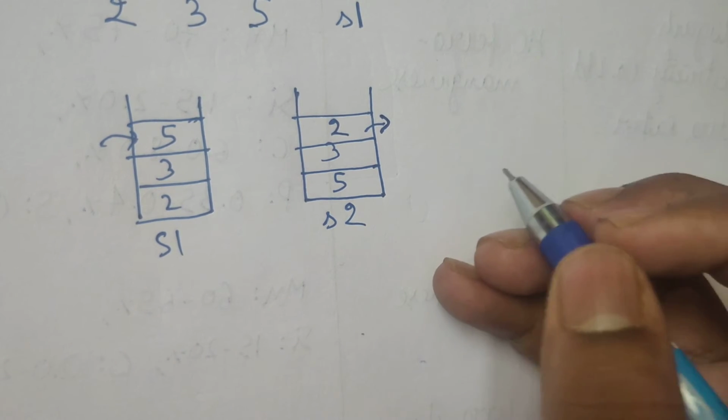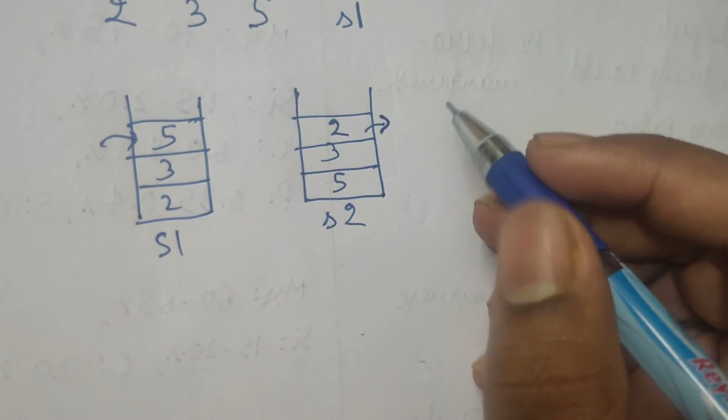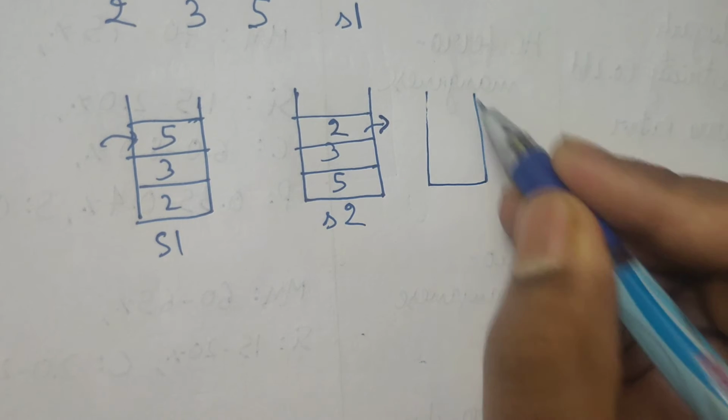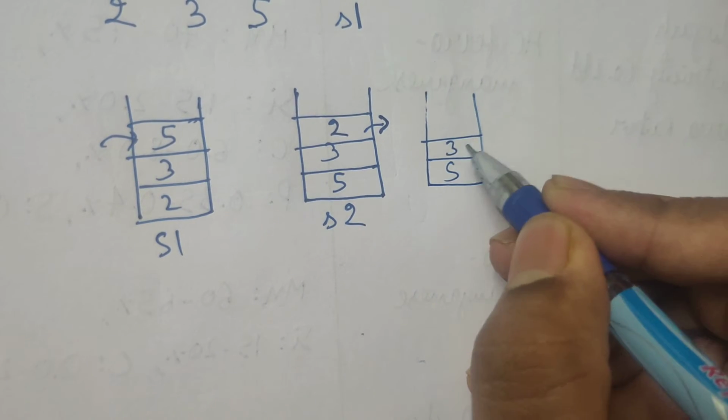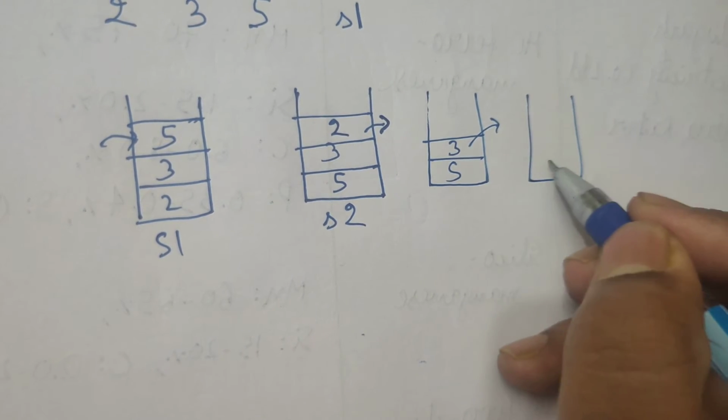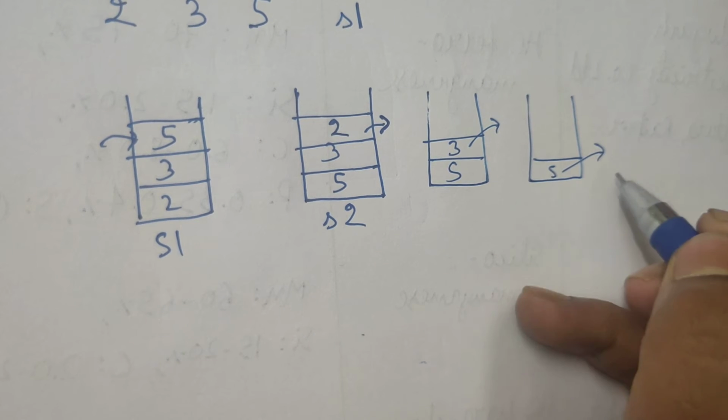In that case, 2 will be removed, and it is the first element in the queue. Now if we do the pop operation again, we will remove 3, and then 5.